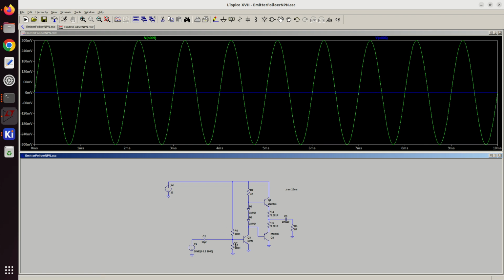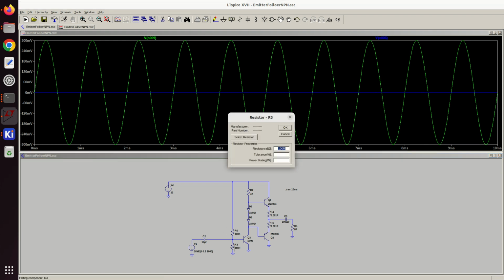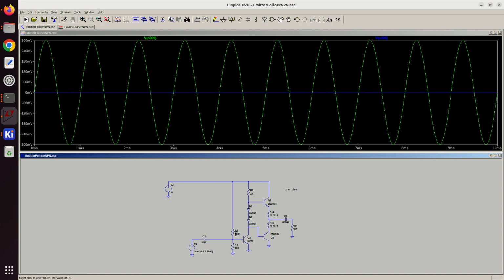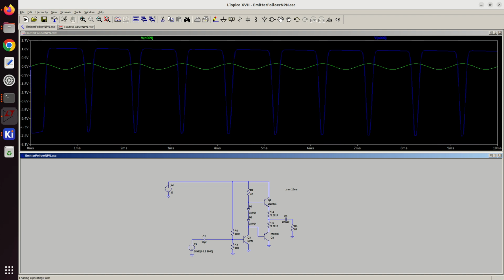Sorry, that's crazy stuff I did here. 100 ohms is madness. Let's put in 10k because we want about a volt here, give or take. So let's save that and run that again. Okay, we're still maxing out.